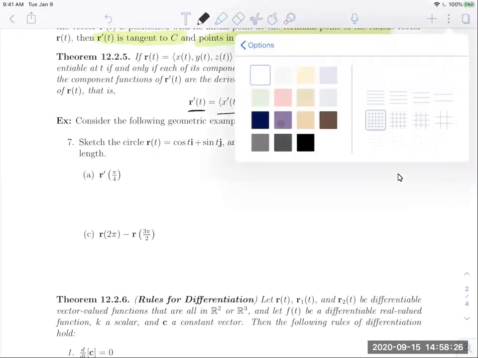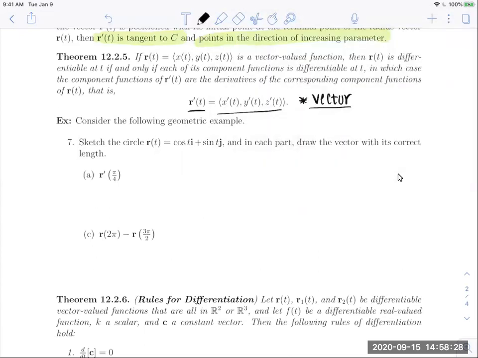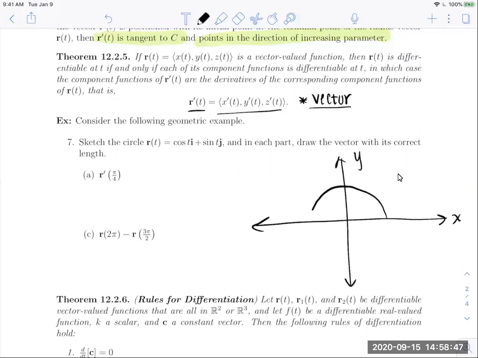All right, so let's do our XY axes. And we recognize this to be a circle, in particular the unit circle, where x is cosine t and y is sine t. And be sure to indicate the orientation of this vector valued function.